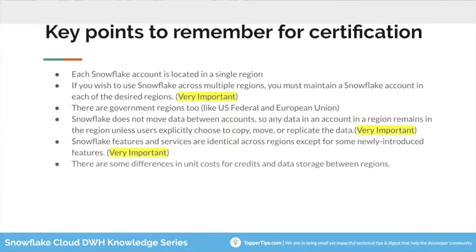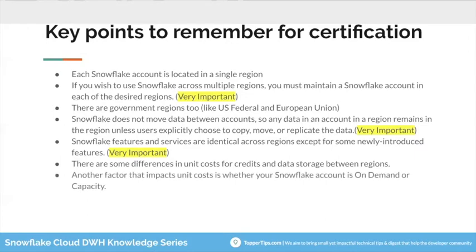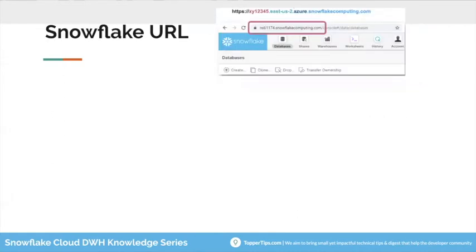There are some differences in unit cost for credit and data storage between regions. True. Another factor that impacts the unit cost is whether your Snowflake account is on demand or capacity. So primarily your warehouse cost and your storage cost are decided by the region, not anything else. There is another aspect which I will try to focus on quickly. I am not sure if questions will be asked, but it is good to know.